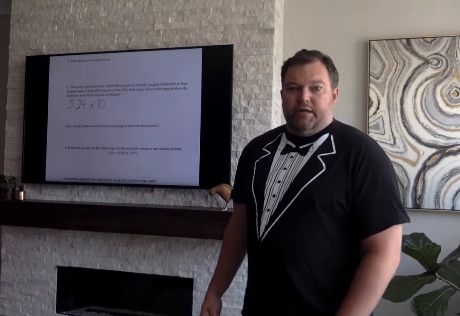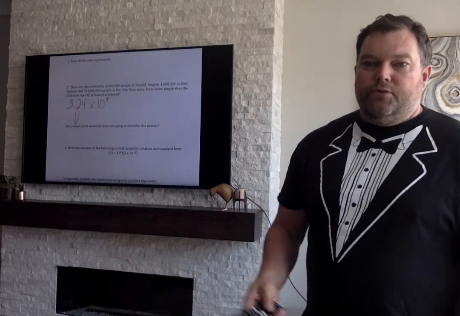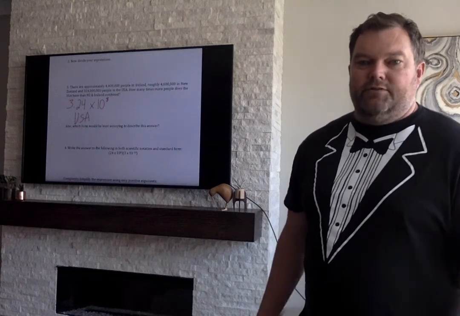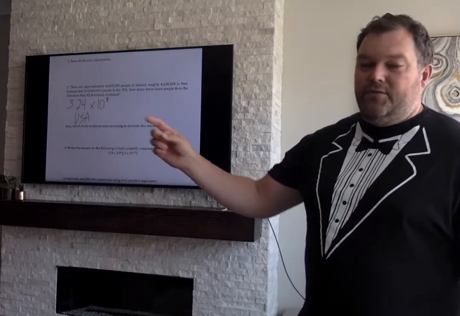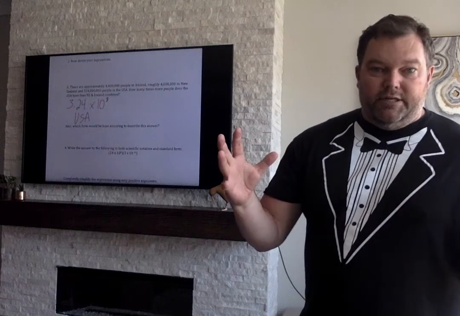Let's see if that's what I wrote down. Yeah. So 3.24 times 10 to the 8th. That is the USA population in scientific notation. Now to find out, and we do need to read this carefully because it says how many more times does the USA have than New Zealand and Ireland combined.